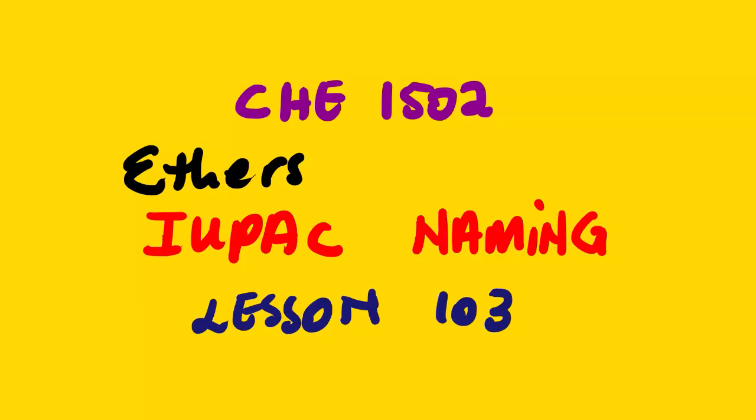Our lesson for today will be looking at chemistry 1502. The topic for today will be looking at IUPAC naming. Specifically, we'll be looking at another type of functional group, which is ethers. Lesson 103. Let us start.